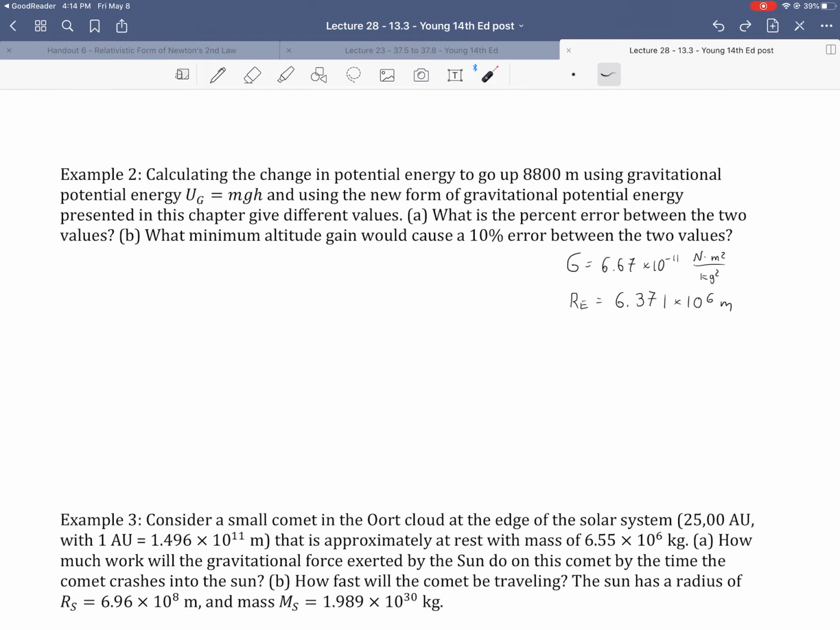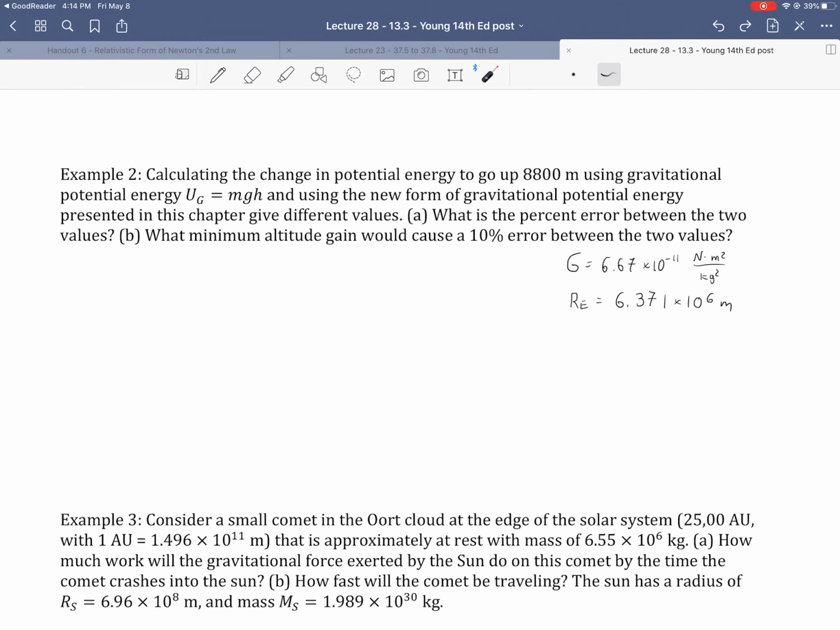If we go up 8,800 meters, so 8.8 kilometers, that's like Mount Everest, okay? So it's like going up from sea level to Mount Everest. And in that case, we would assume that there's no significant change in gravitational acceleration. So then, whatever energy we calculate to go up that high, that should be right?